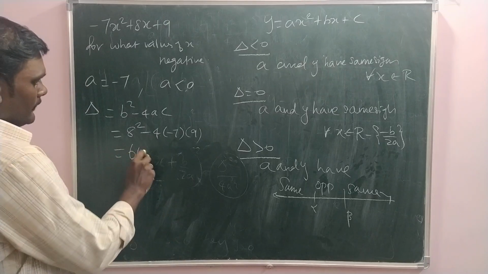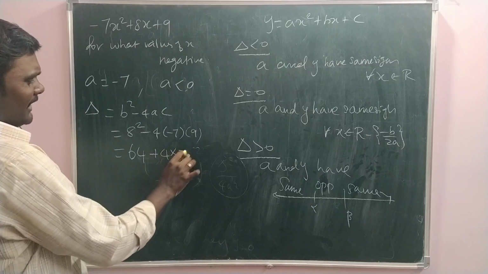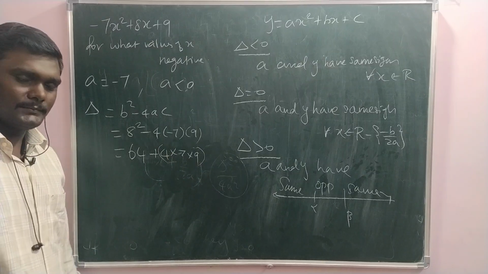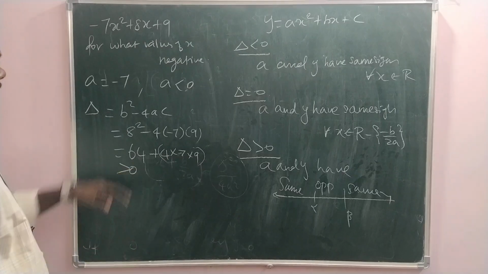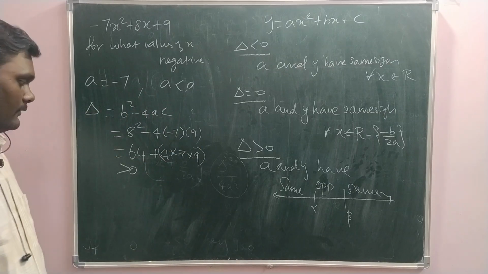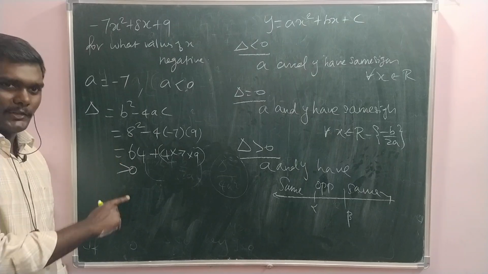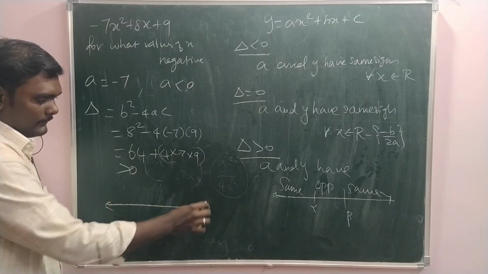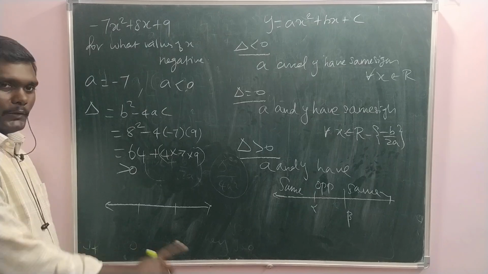Simply 64 plus 4 into 7 into 9. Enough. You don't need to literally calculate. Is this a positive value or a negative value? Just check. Yes, positive. That's all, that is enough. Then a is positive means for what values of x you should check. Oh, sorry, a is negative. And then here also delta is greater than 0. So delta greater than 0 means how can we find? In this interval, you should place the zeros. You know what all the zeros are?